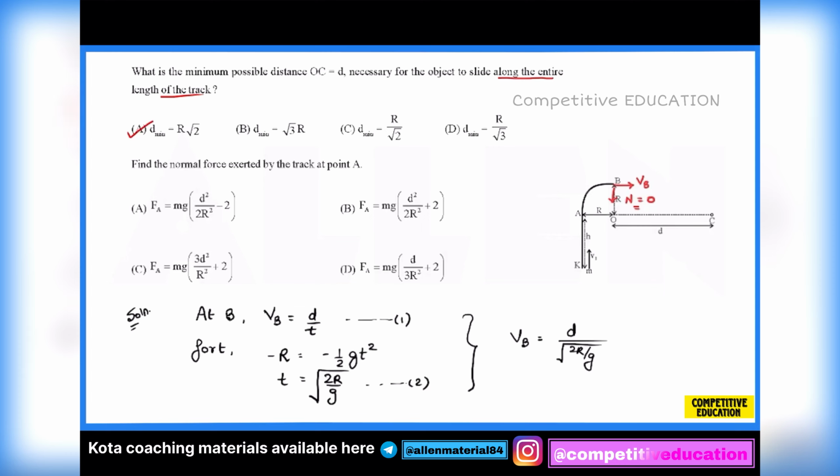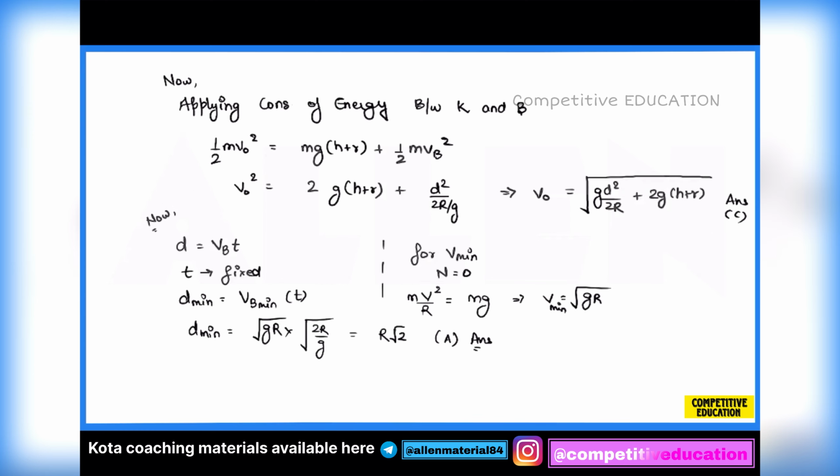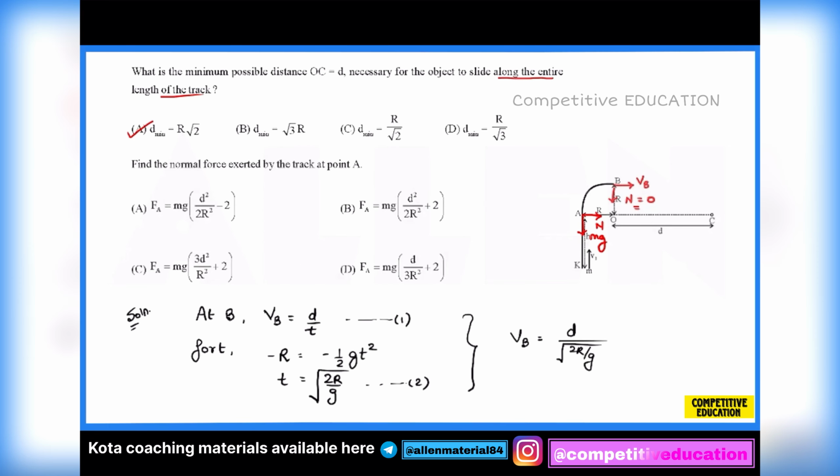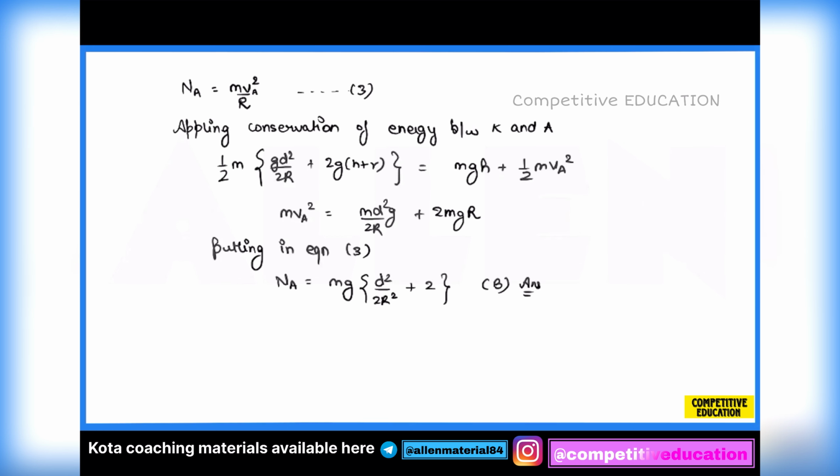Now in the third question we have to find the normal here. See, the normal will be acting like this here and mg will be acting in the downward direction. So I can write that the normal at A will be equal to the centripetal mass times the centripetal acceleration, that will be m into vA square by r. Again applying conservation of energy between K and A, I can write half m v naught square equals mgh plus half m vA square. So you can see it will be half m.